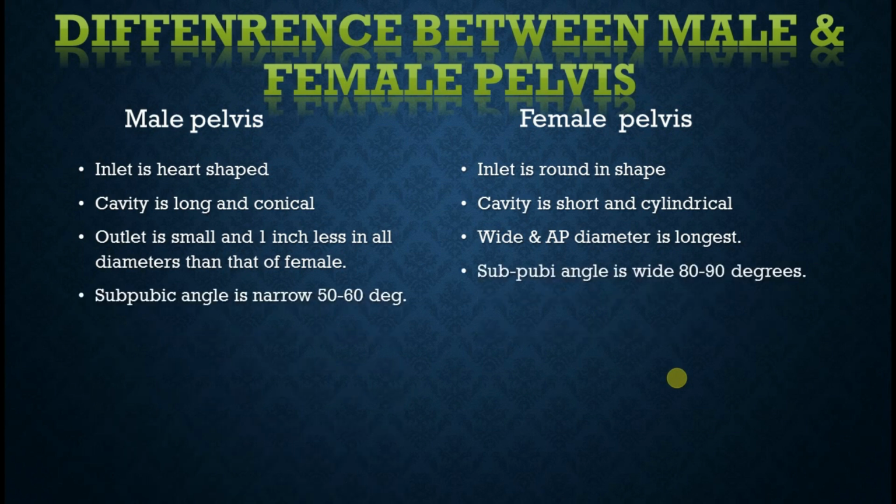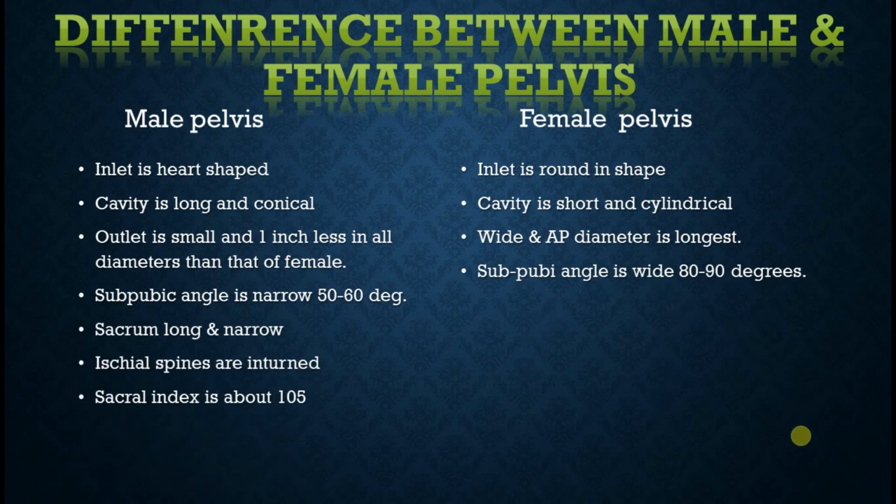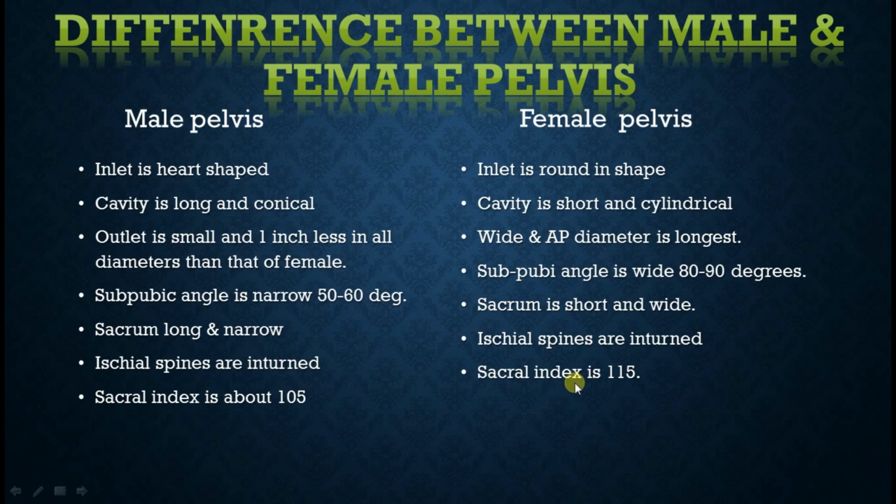Subpubic angle is narrow, which is around 50 to 60. Here the subpubic angle is wider. Long and narrow sacrum. Ischial spines are inturned. Tuberosity and ischial spine are inturned. Sacral index is about 105. Here short and wide sacrum. So that is why the cavity itself is short. Ischial spines are actually, sorry, it's not inturned, it is outturned here. And sacral index is 115. Sacral index, when you divide the length and breadth, length divided by breadth into 100 gives us sacral index.